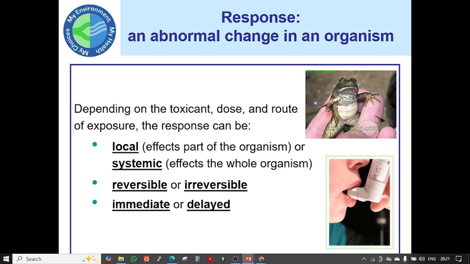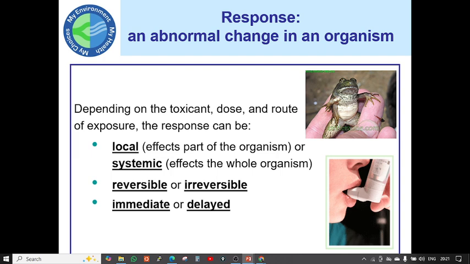Reversible and irreversible. Reversible means after some period you come back to your previous state, and the effect of the toxic substance is temporary or short-lived. Irreversible means that whenever you take some toxic substance, it can permanently damage or harm your body. Then the last point is immediate or delayed.